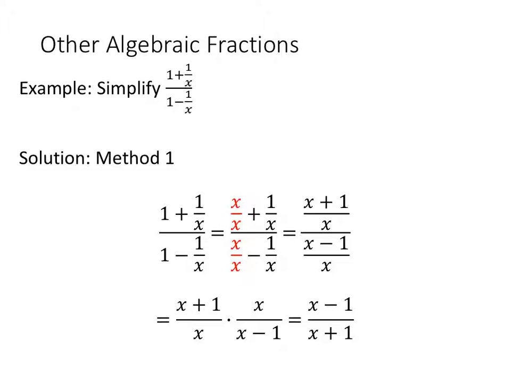So this is the method of finding a common denominator in the numerator, finding a common denominator in the denominator, and then combining those fractions, because now when I have one fraction divided by another, I can turn that into multiplication. Remember, the one we're dividing by is the one we use the reciprocal of. So instead of x plus 1 over x divided by x minus 1 over x, I'll now have x plus 1 over x times x over x minus 1. The x's cancel out.